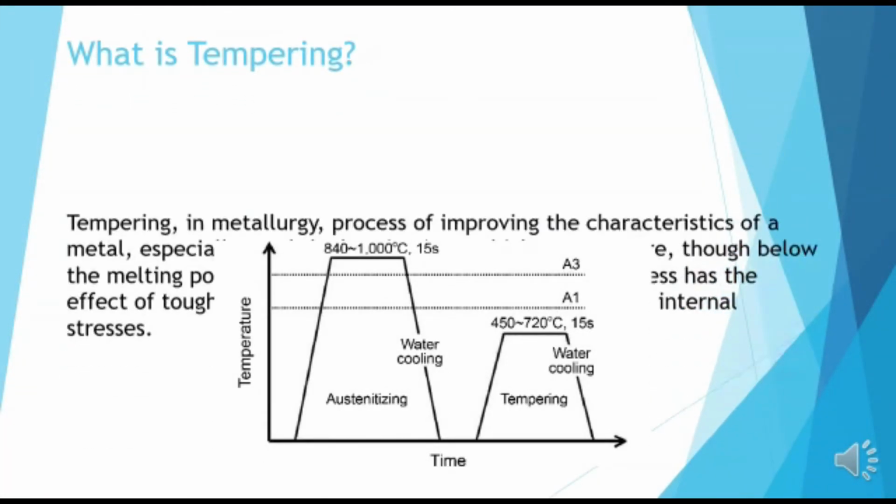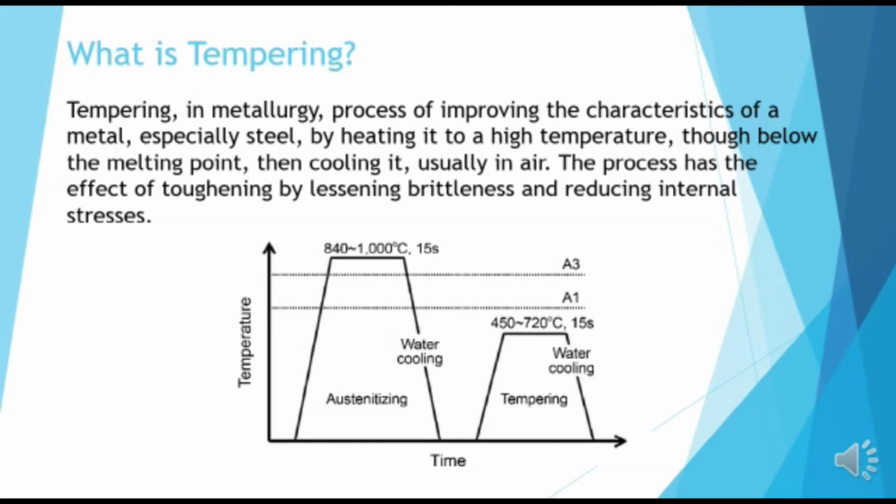What is tempering? Tempering is a process of improving the characteristics of a metal, especially steel, by heating it to a high temperature below the melting point and then cooling it slowly, usually in air. The process has the effect of increasing toughness by lessening brittleness and reducing internal stresses of the metal. So, for a basic understanding of tempering, we first heat at a high temperature and then cool it slowly.